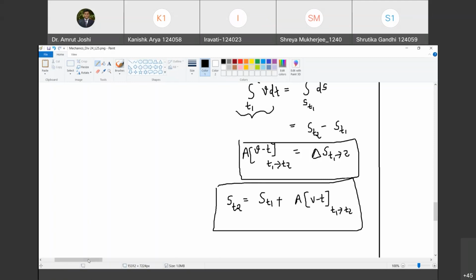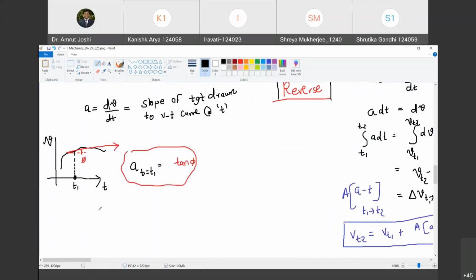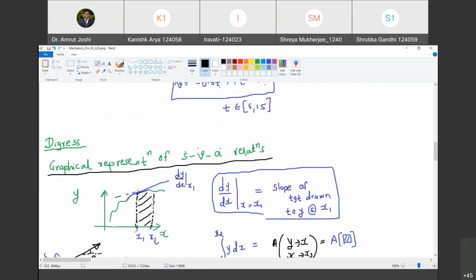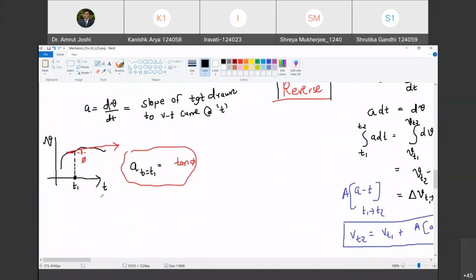So we now have four graphical interpretations. One is the forward process, another is the reverse process. What is the forward process? Knowing displacement time diagram, if I were to calculate velocity, I have to go on taking slope of tangents drawn to the ST curve. Happy? If from a given velocity time diagram, I were to find out acceleration time diagram, I have to go on taking slopes of tangents drawn to the VT diagram at various points. Are you with me?